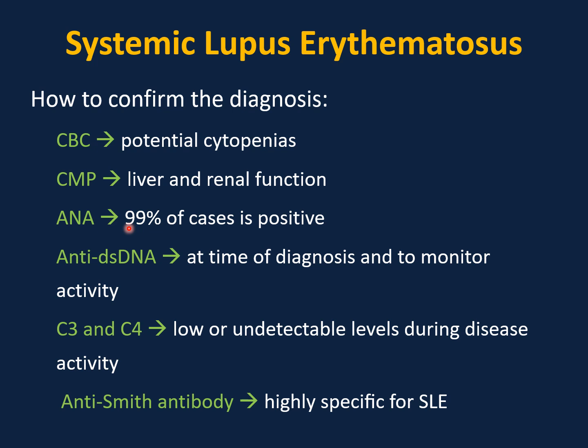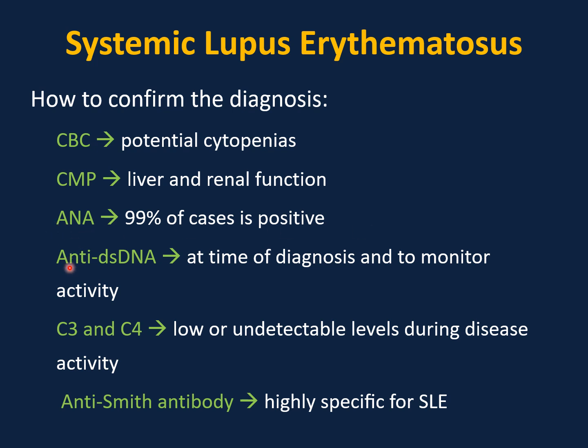ANA is positive in 99% of the cases of systemic lupus. So if you have a patient with suspected lupus and ANA came back negative, this makes the diagnosis of systemic lupus extremely unlikely. Very important to know that 1/3 of the healthy population have positive ANA. So if you have a patient with positive ANA who is asymptomatic, there is no further action to take, because this can be normal.